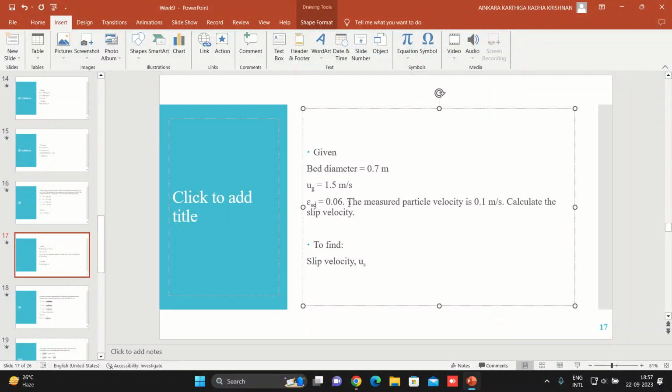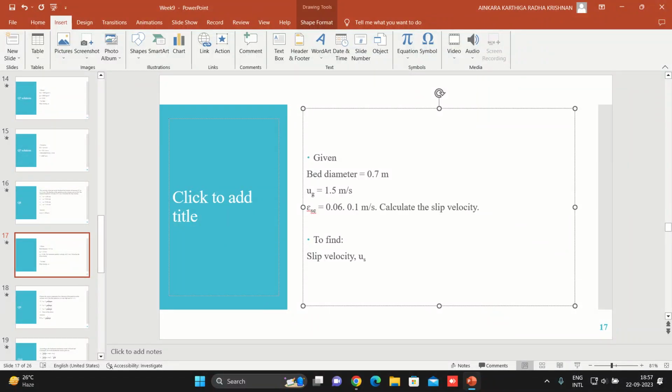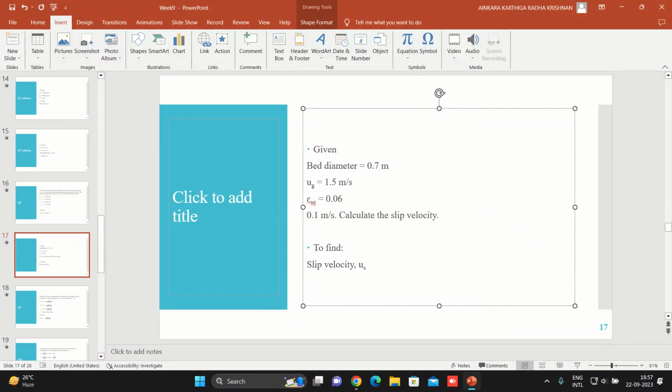So the measured particle velocity is again given, 0.1 meter per second. So it is UP equal to 0.1 meter per second. So we need to find the slip velocity. So this again is a very straightforward problem.